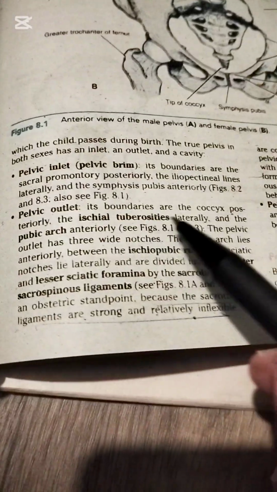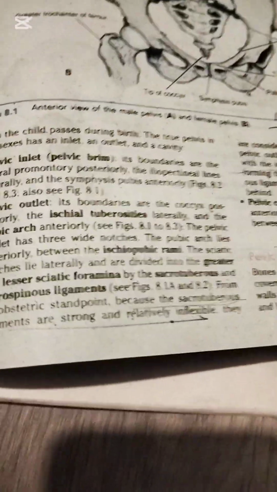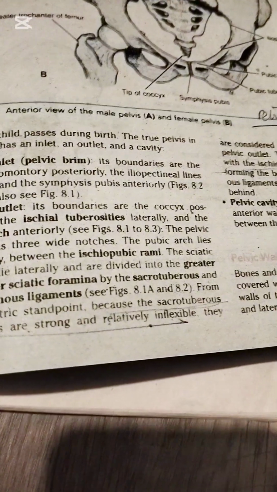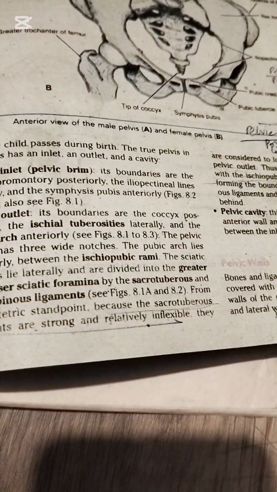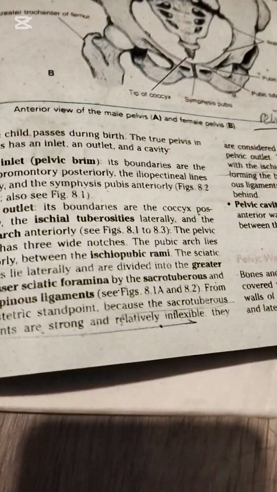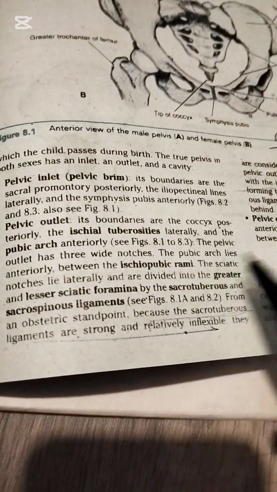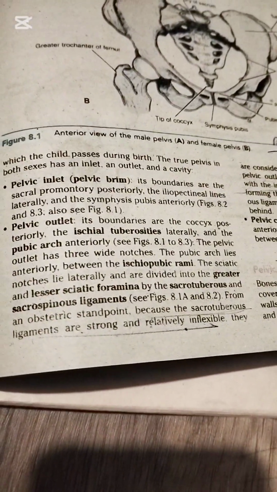Okay, now let's talk about the boundaries of the pelvic outlet. So the posterior boundary is going to be the coccyx, and the posterior boundary is also going to be the sacrotuberous ligament. And let's talk about the lateral boundaries. So first of all, laterally we have ischial tuberosities, and anteriorly we're going to have the pubic arch. Laterally we also have other things which are going to be called the sciatic notches.